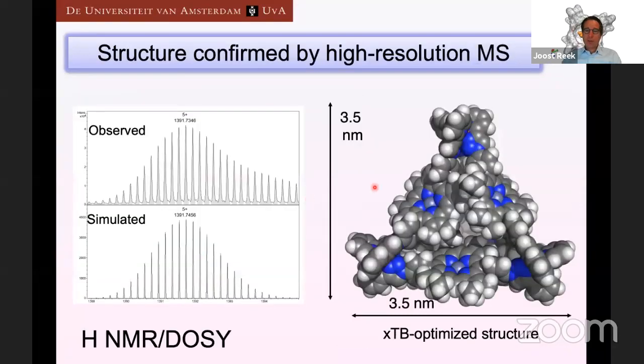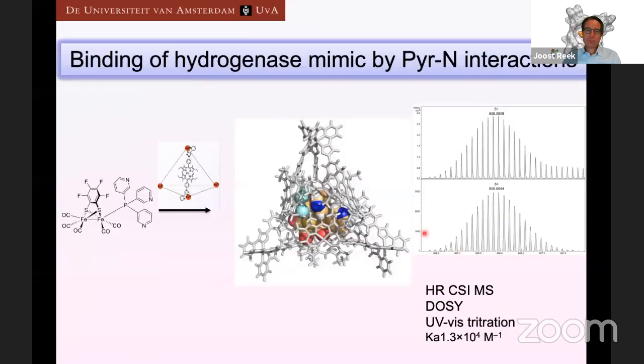So you can measure these compounds. These are the high resolution mass spec analyses, and these are the modeling structures where you see nicely these zinc porphyrins forming a molecular cage. And if to this cage you add this di-iron complex, which is a hydrogenase mimic that is functionalized with a phosphine trispyridine, then the pyridines coordinate to these zinc porphyrins, and as a result, it binds into this cage. So this is a modeling structure of this hydrogenase mimic in a cage, and this can also be fully characterized by mass spec, DOSY, and UV-vis titrations.